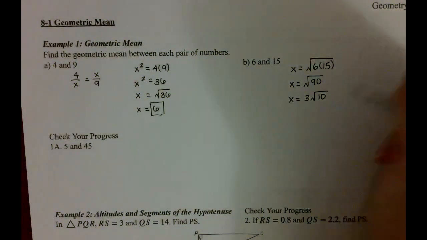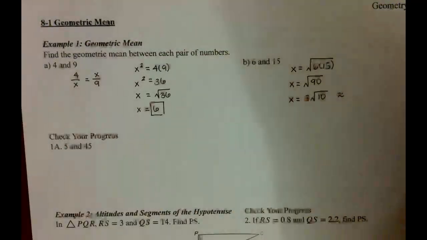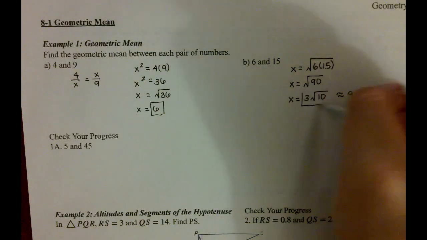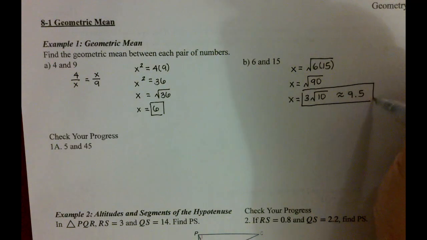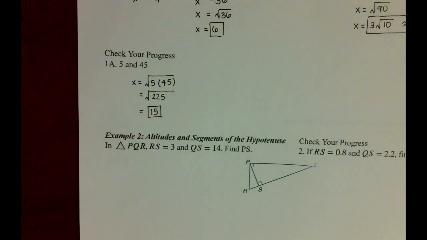If we wanted an approximation, this is approximately 9.5. So the geometric mean is 3 square root of 10, or approximately 9.5. Why don't you try CYP 1A, and then once you're done, come check your answer. You should have gotten 15 because it's the square root of these two numbers multiplied together. 5 times 45 is 225, and the square root of 225 is 15.